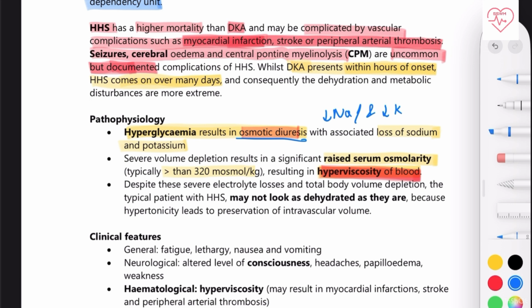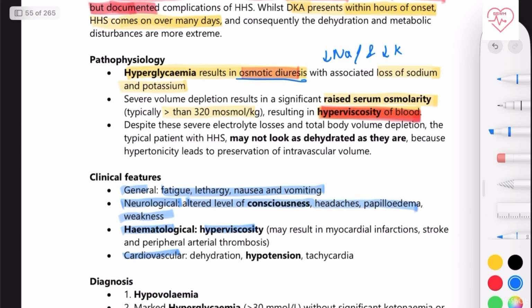Now let's talk about the clinical features, which will give you certain points to remember every piece of information. Clinical features: general fatigue, tiredness, lethargy, nausea, and vomiting. Neurological: altered level of consciousness, headaches, papilledema, weakness. Hematological: hyperviscosity may result in myocardial infarction, stroke, and peripheral arterial thrombosis. Cardiovascular: dehydration, hypotension, tachycardia. So these are the clinical features you are going to remember.